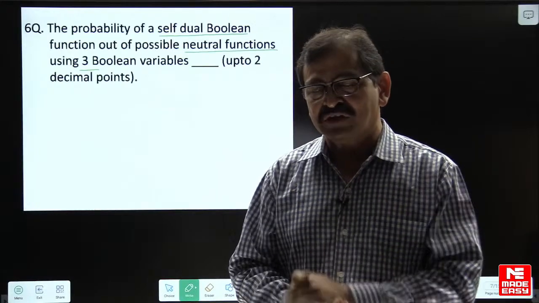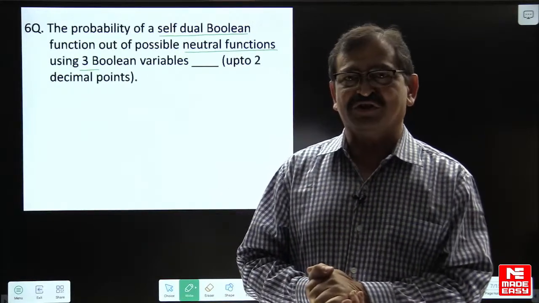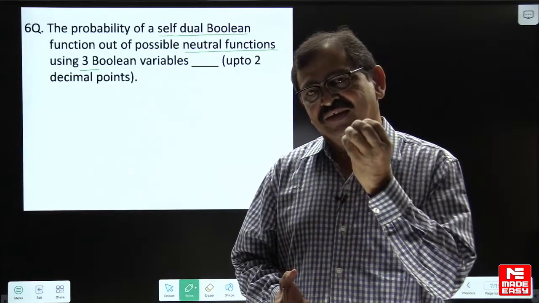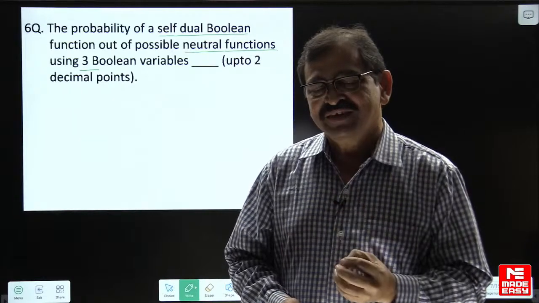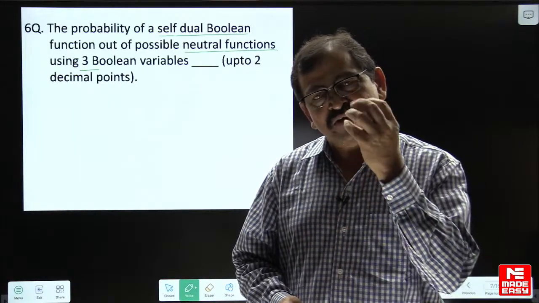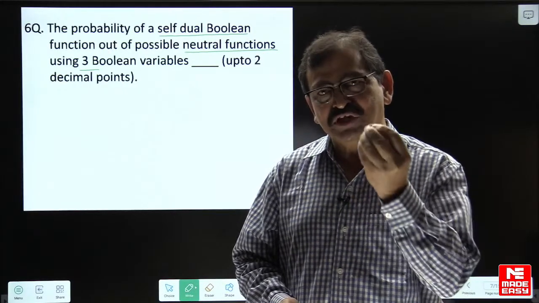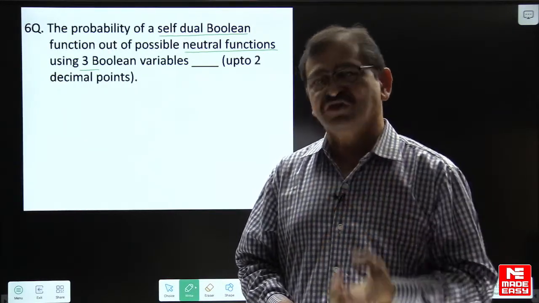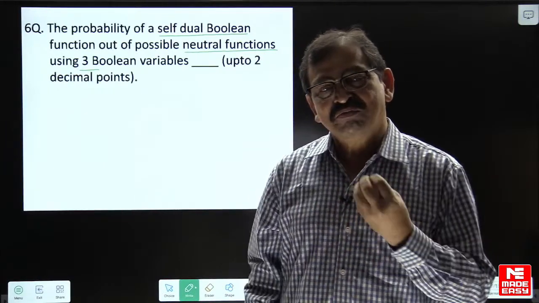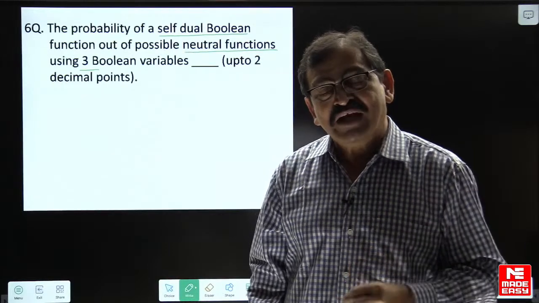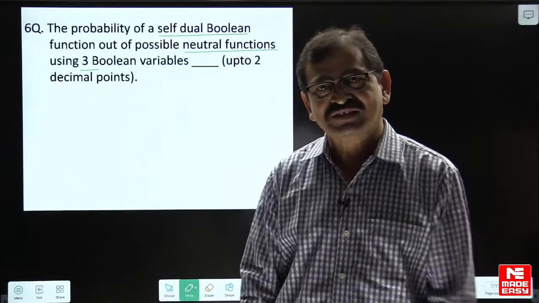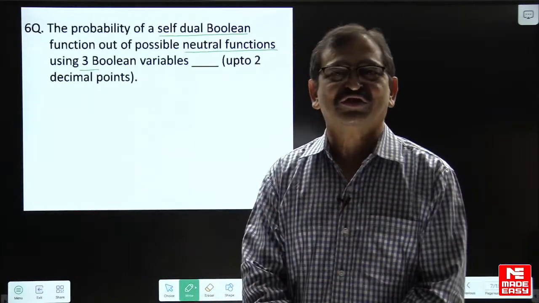The question is related to this. Of course, a probability is given as a question. As students, you know what is a neutral function, and what is a self-real function, and how many functions are possible by using n Boolean variables as self-real functions, and you also need to know by using n Boolean variables maximum how many neutral functions are possible. This also we discussed in the class. With the knowledge of this, you can answer this question.